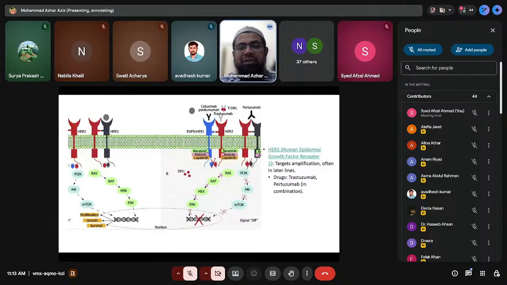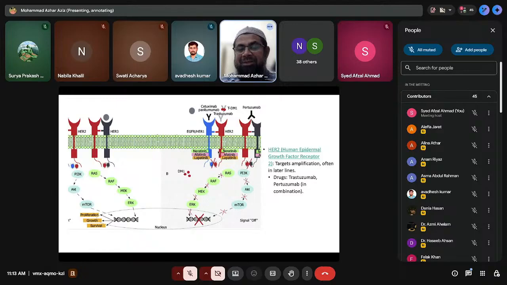So next is the target HER2, human epidermal growth factor receptor. This is also being targeted by cetuximab and panitumumab through EGFR, because the EGFR-HER1 interaction can be disrupted to prevent the cell from binding. Trastuzumab is specifically for HER2. Then in the intracellular domains, there are different drugs available for blocking this entire pathway.